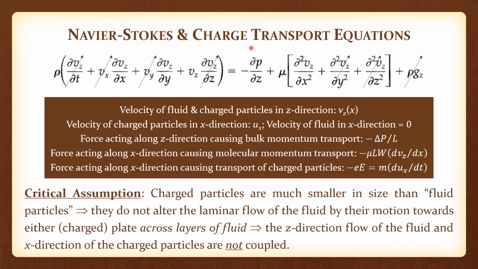So this equation, the Navier-Stokes equation, gives the velocity profile for the fluid and charged particles in the z direction. I will use the same velocity profile for the fluid along the z direction as well as the charged particles along the z direction. But I will say that there is no fluid velocity in the x direction. There is a charged particle velocity in the x direction that is entirely caused by the electric field, and these two are uncoupled with each other.